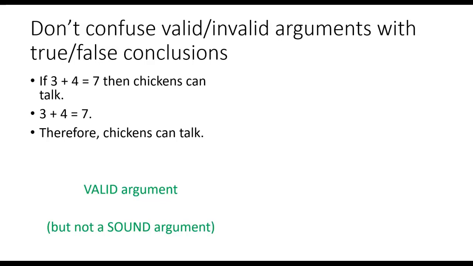Now, a sound argument is one where not only is it a valid argument, but you know that the premises are in fact true. And in that case, that's enough to guarantee that the conclusion must be true. It's also possible to have an invalid argument with a conclusion that turns out to be true.